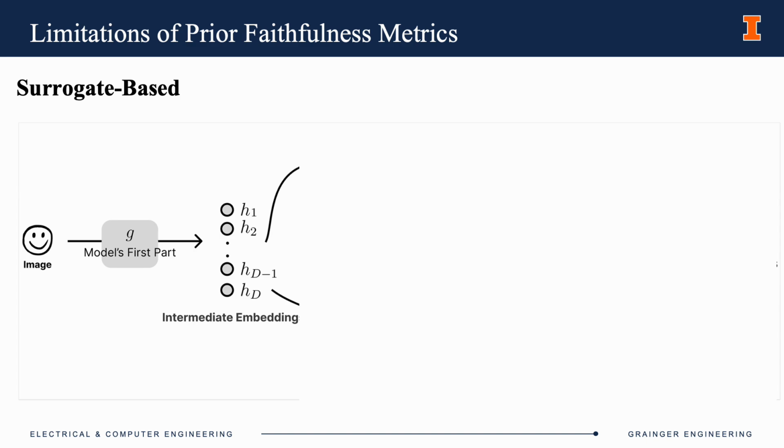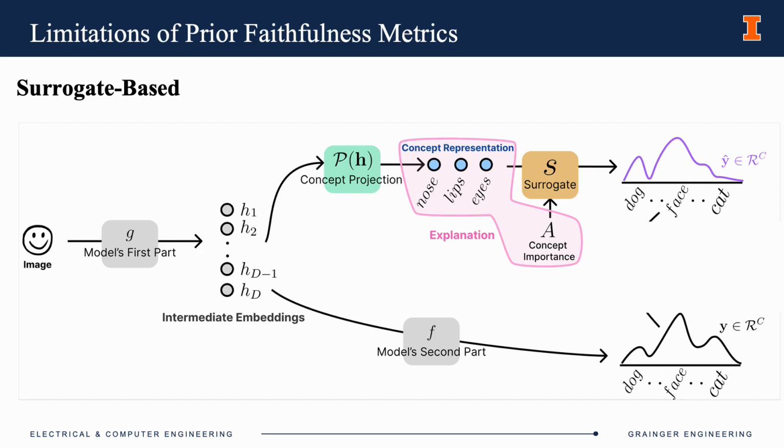Surrogate-based methods measure faithfulness differently. They take the intermediate embeddings, and from these embeddings they generate an explanation. The explanation is then mapped to the output space using a surrogate. The output from the surrogate is compared to the output from the original model to see how well the original output can be reproduced from the explanation. A faithful explanation has a low reconstruction error.